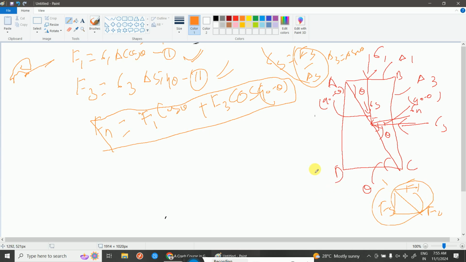So F1 is nothing but this one, and in the case of F3, because this is 90 minus theta, we are taking cos(90 minus theta). So put this value for F1 and F3 from equation number 1 and equation number 2. Sigma 1 a cos theta, and this gives cos square theta, plus sigma 3, because cos(90 minus theta) is sin theta, then this will be sigma 3 a sin square theta.